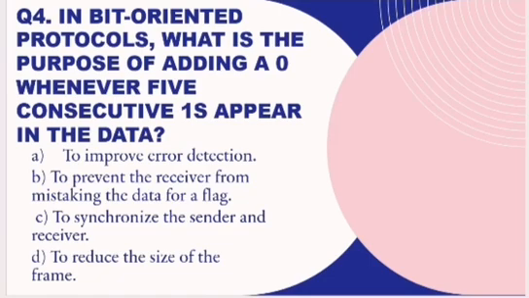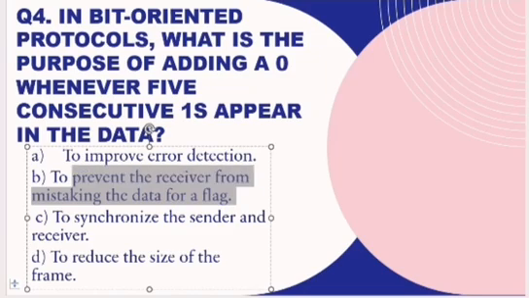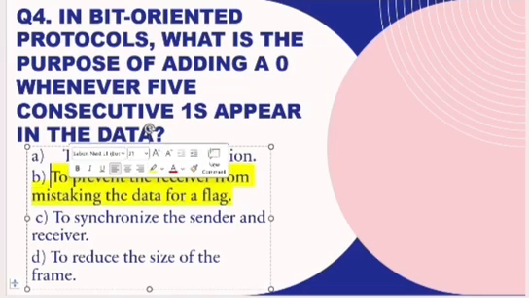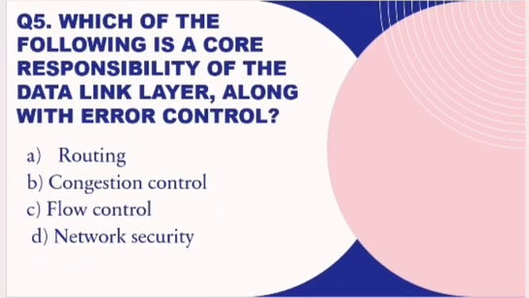Option C, to synchronize the sender and receiver. Option D, to reduce the size of the frame. So the correct answer for this question is option number B, to prevent the receiver from mistaking the data for a flag. Moving on to the next question.